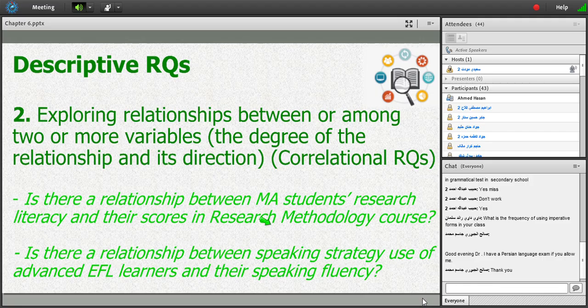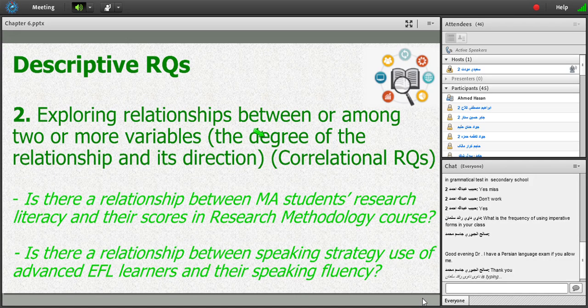So this is one form of descriptive research question in which we want to check the relationship. Another example: Is there a relationship between speaking strategy use of advanced EFL learners and their speaking fluency? What are the variables here? The speaking strategy use and the speaking fluency.